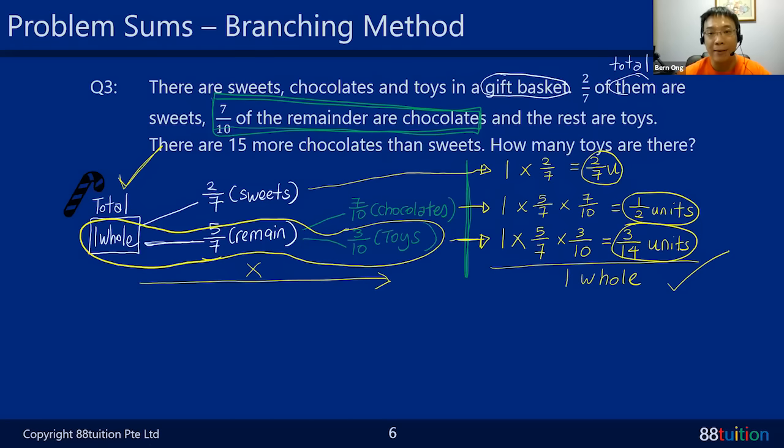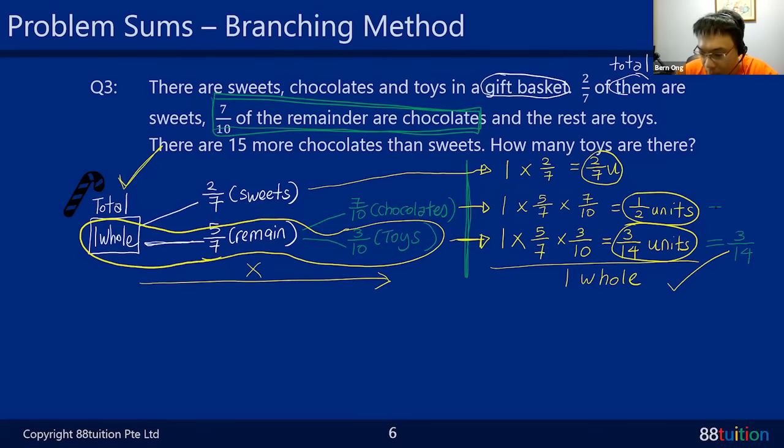No fear. Okay? So now, how do you make the numbers easier to compare? That's the question here. Some of you say change the denominator to 14. Correct. Good job. That means you can understand this. So this one is already 3 over 14, which means that a total of 14 units, 3 units is given to the toys.